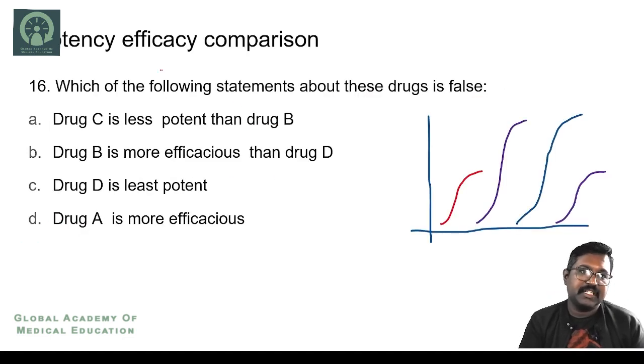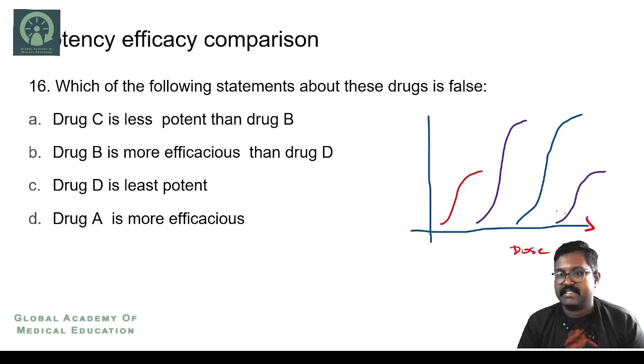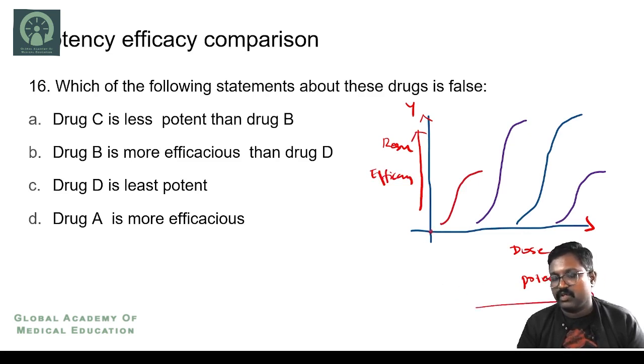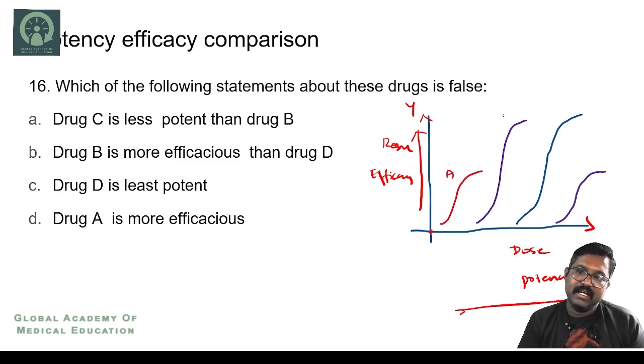Coming to the 16th question, regarding the potency efficacy comparison. Which of the following statements about the drugs is false? The x-axis gives the dose and the y-axis gives the response. Dose tells you about the potency, and response tells you about the efficacy. The height tells you about the efficacy, and the distance moving from the center tells about the potency. As the distance increases from the central point, the potency decreases. As the height increases, the efficacy increases. So these are drugs A, B, C and D. Let us see the options.